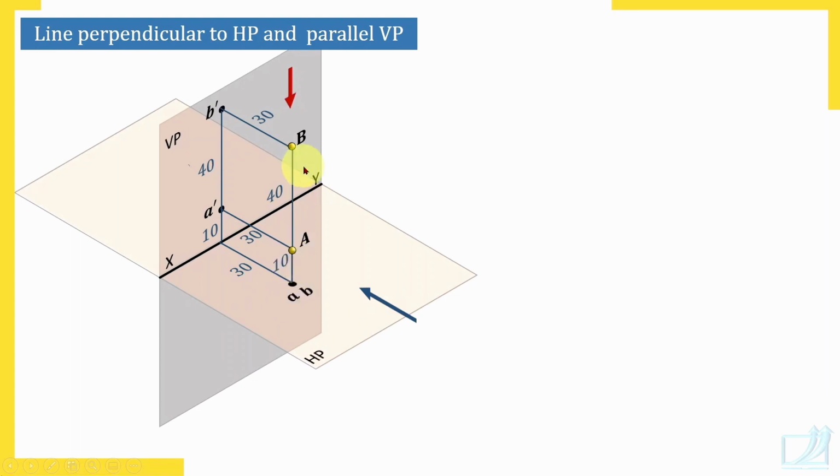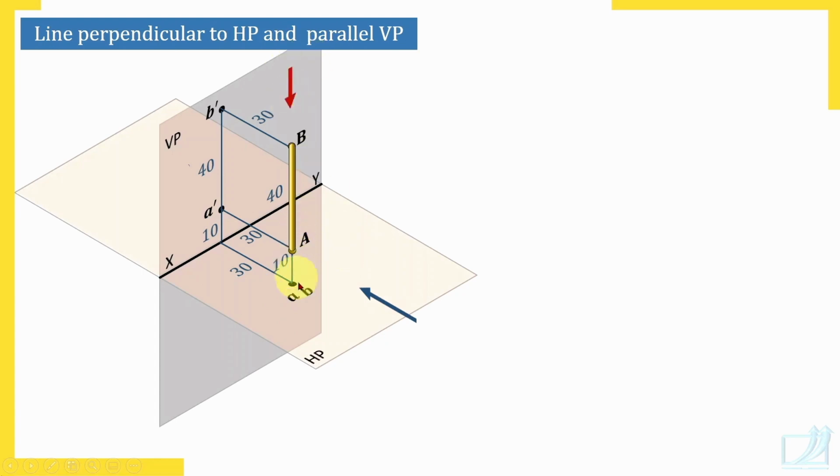Now if you join A and B, then it is line AB. Now line AB is vertical. So when you watch line AB from top, the entire line appears a point. Now this is very important, that what appears may not be true. It depends. For example, here from top this line appears a point, does not mean that it is a point.